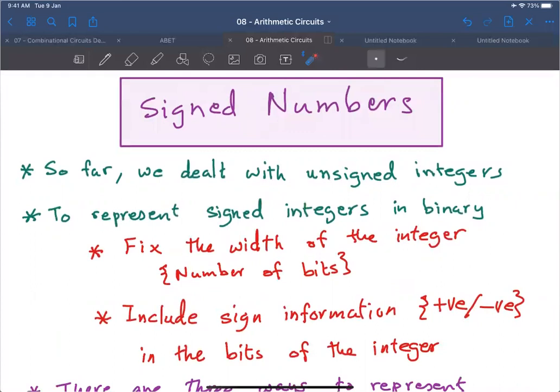To represent signed integers in binary, we have to do two things, basically. One is to fix the width of the number. We have to pick a width like 4-bit, 3-bit, 10-bit, 64-bit, whatever, okay? You have to deal with that width. You cannot exceed that width, okay? The second thing is to embed the sign of the number in the number itself.